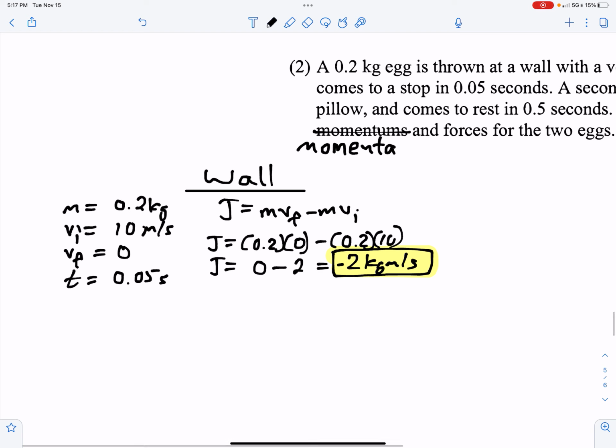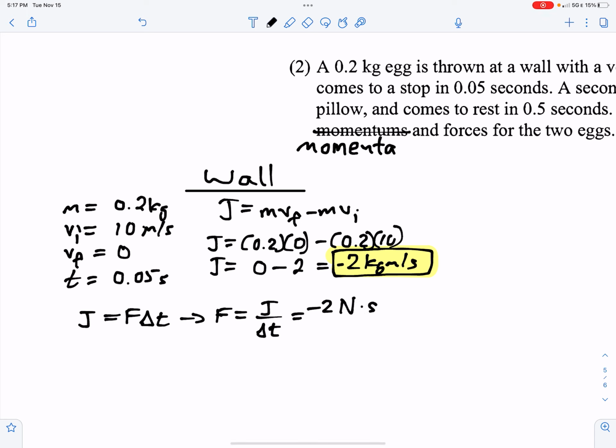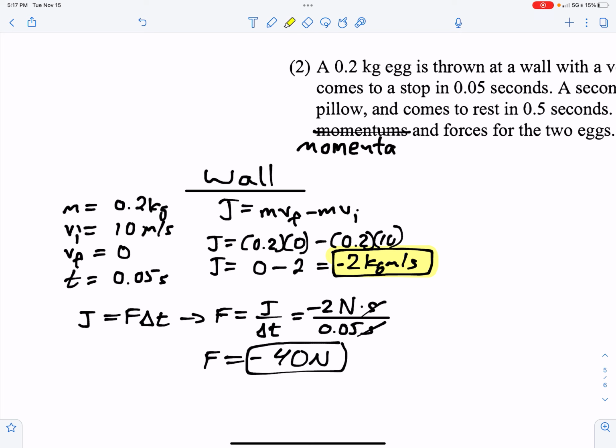Now, the force, we got to take that same impulse, but this time set it equal to F delta T. Okay, solve for F, and F equals the impulse divided by your delta T. So negative 2, I'm going to write the unit a little bit differently, Newton seconds this time, divided by 0.05 seconds. You can see that cancels. And the force would be negative 40 newtons applied back on the egg. Hence, it's a pretty strong force, and the egg would break if it hits the wall.